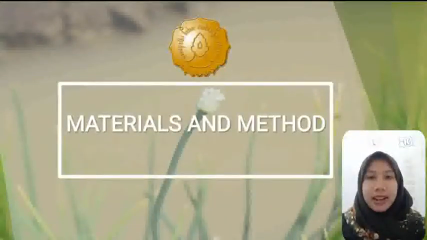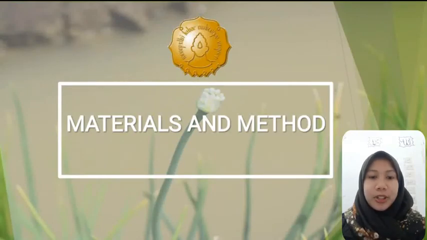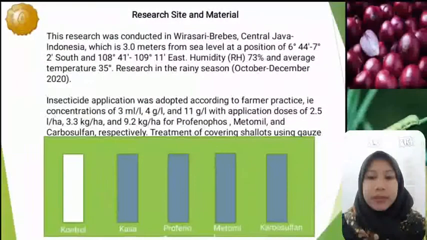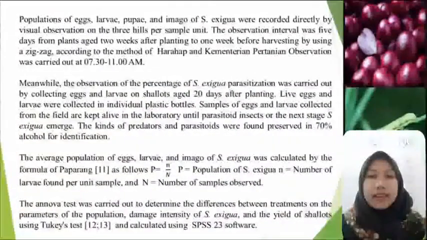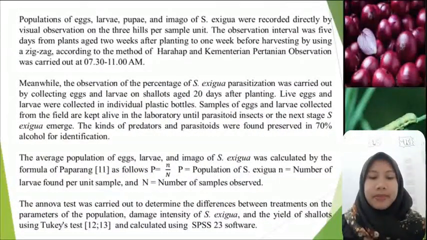Secondly is material and method. This research was conducted in Wanasari, Brebes, Central Java, Indonesia. The research was in the rainy season, October until December 2020. The variety of shallots was Bima Brebes, while the active ingredients of the insecticides applied were profenofos, carbosulfan, and metomil. The study was designed as a field experiment.